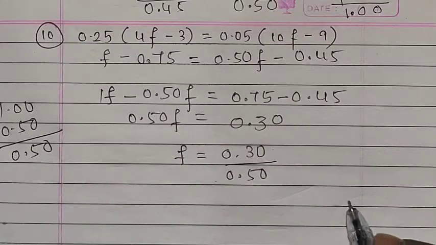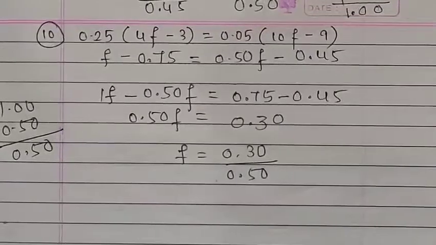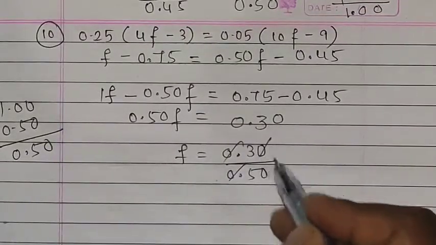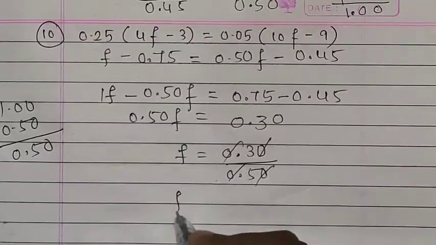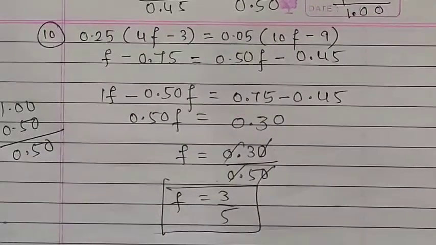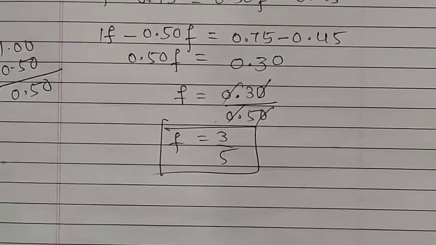Next step. 0 and 0 both get cancelled, and this 0 is also cancelled. f value is 3 upon 5. This is your answer. We got the answer 3 by 5.